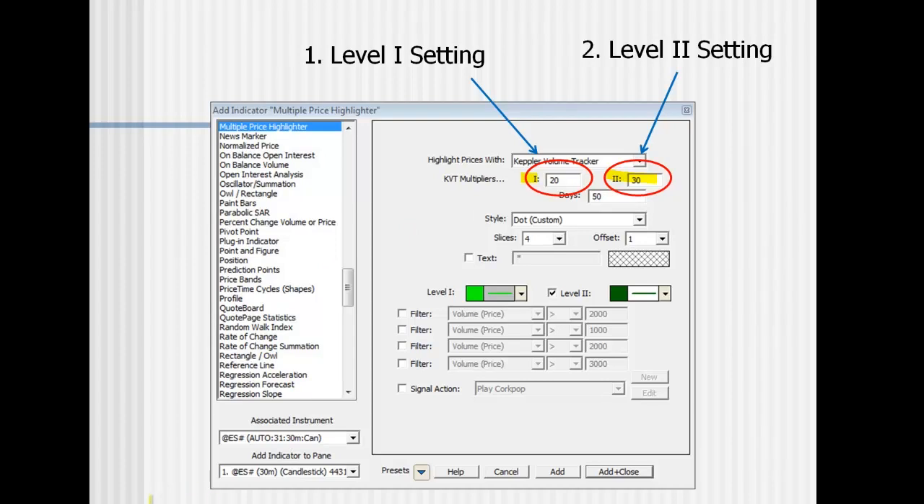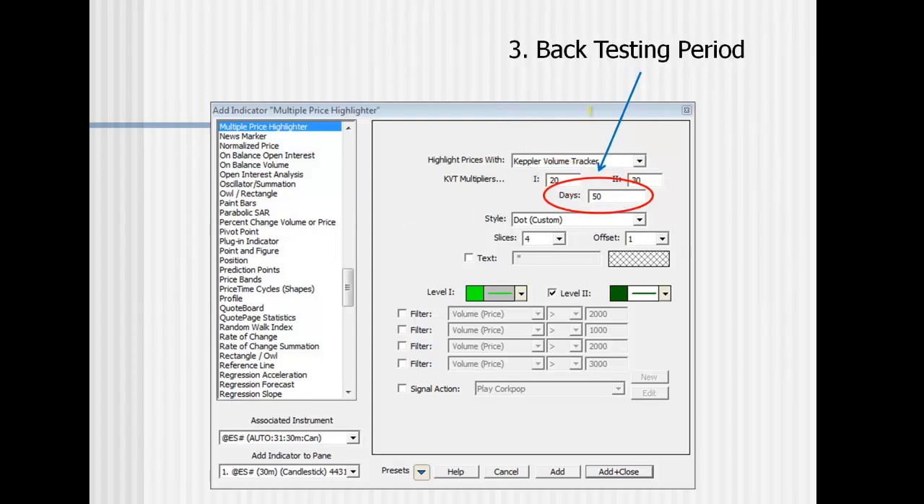The next and third most critical setting that you need to put in here is the number of days you're going to back test for. Remember, this is how the Kepler volume tracker works. It takes a look at a specific period of time, let's say the first half hour of the day. And now, if you put 50 days, it is going to go back 50 days and take a look at the average traded volume during each of those 50 days during the first 30 minutes of the day.